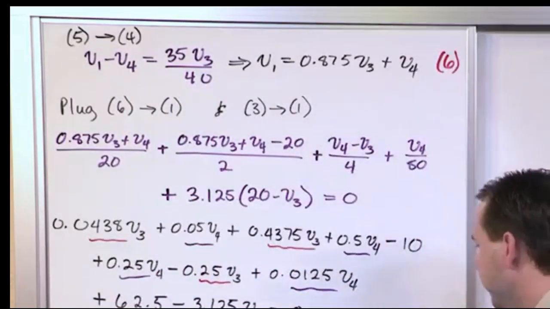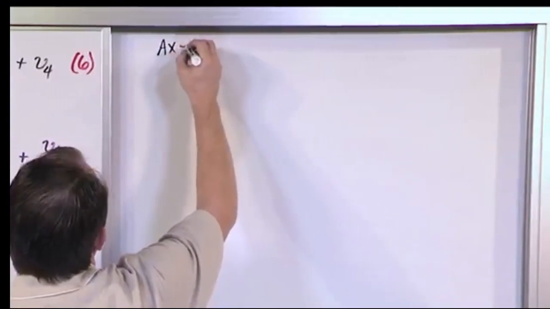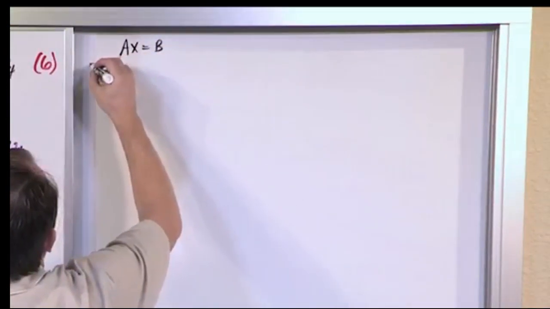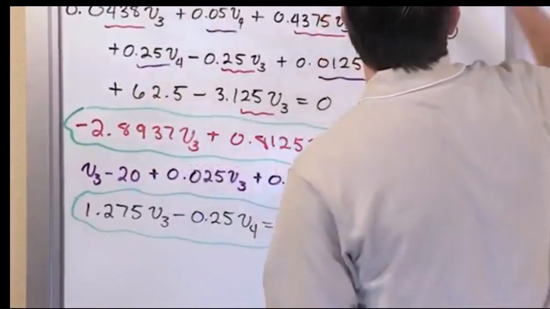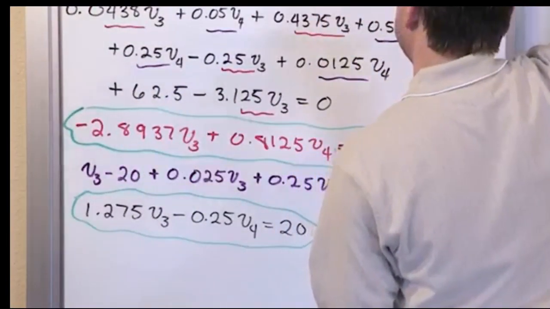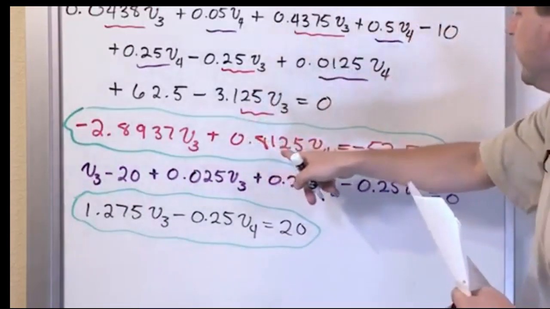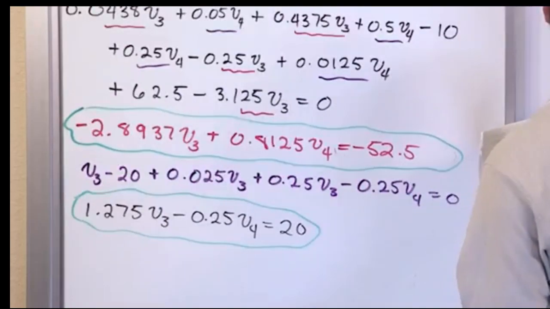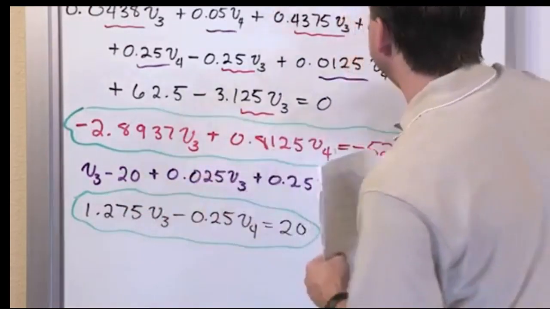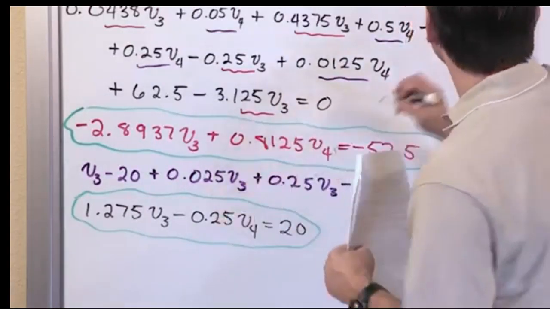All right, so what we're going to do is our trusty matrix method. AX is equal to B. So the coefficient matrix is just everything here. So negative 2.8937. Over here we have 0.8125. Underneath we have 1.275. Here we have negative 0.25.